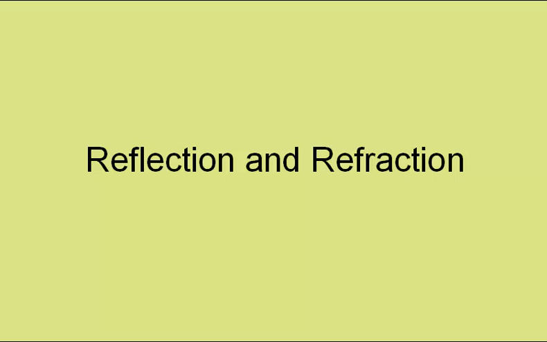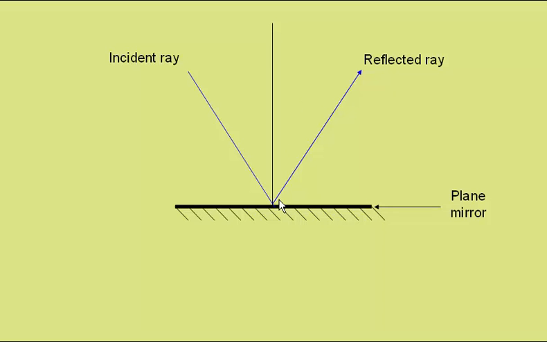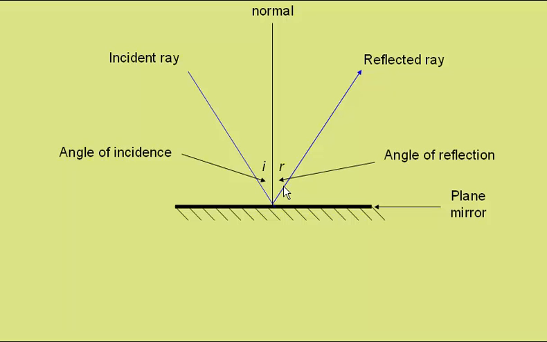Reflection and refraction. First we'll look at a ray of light reflecting off a plane mirror. We call the ray coming in the incident ray and the ray leaving the reflected ray. To show the angles, we place a line at 90 degrees to the plane mirror, which we call the normal. This angle here we then call the angle of incidence, I, and this is the angle of reflection.